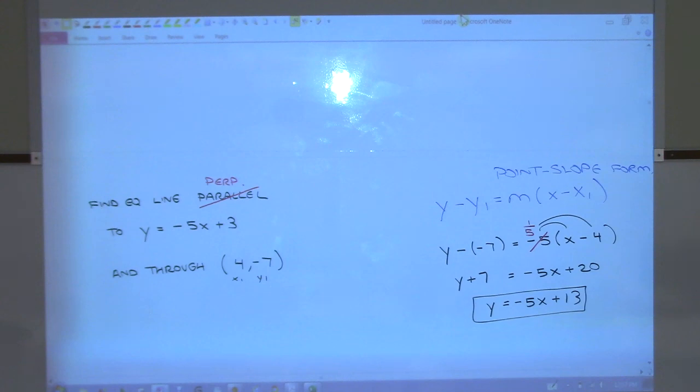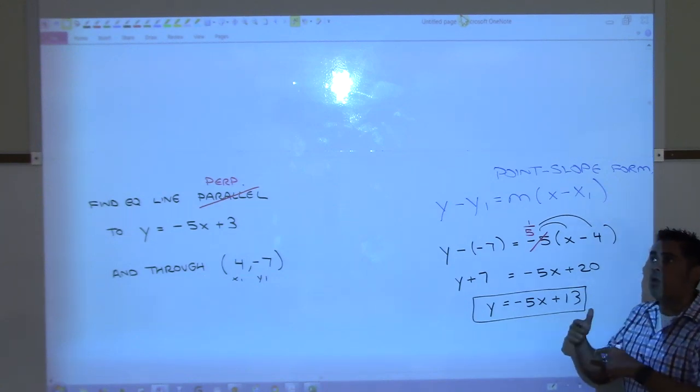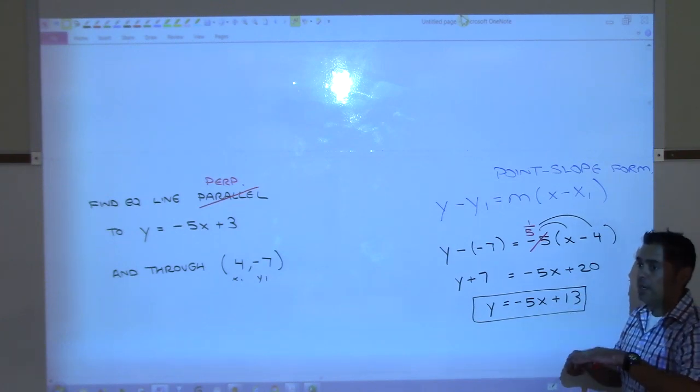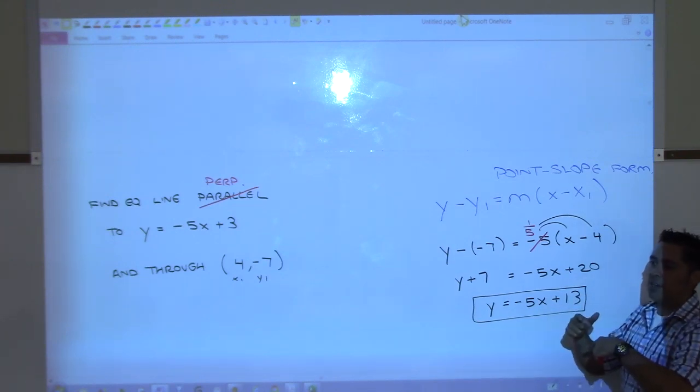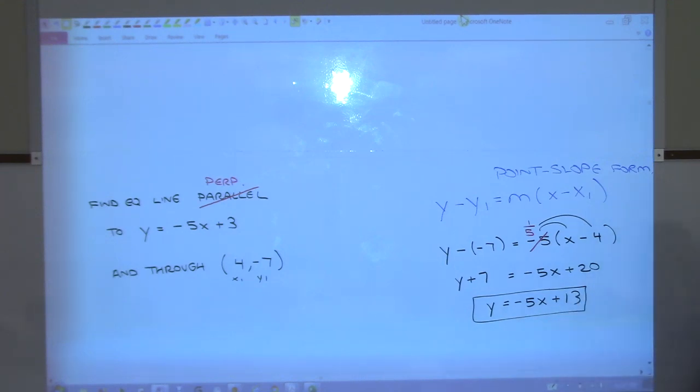Yes? So since it's a -5 and you're flipping it, it changes the negative to a positive, right? No, that's what perpendicular does. Perpendicular will always be flipped and change the sign. The flipping isn't what changes the sign. It's just that with perpendicular you have to change the sign, like you just always do. Okay?